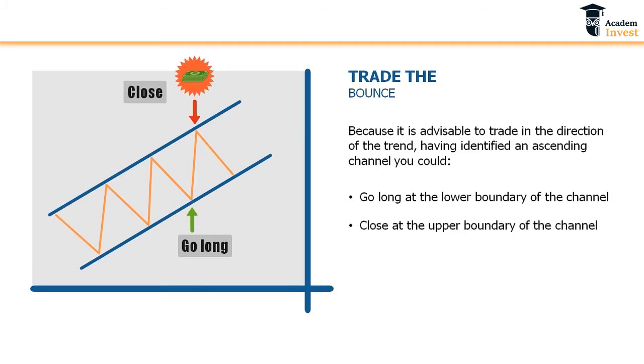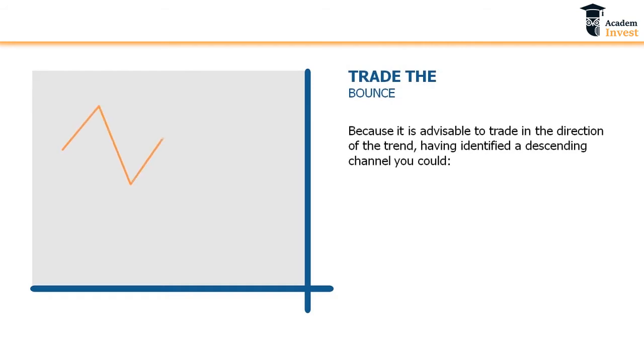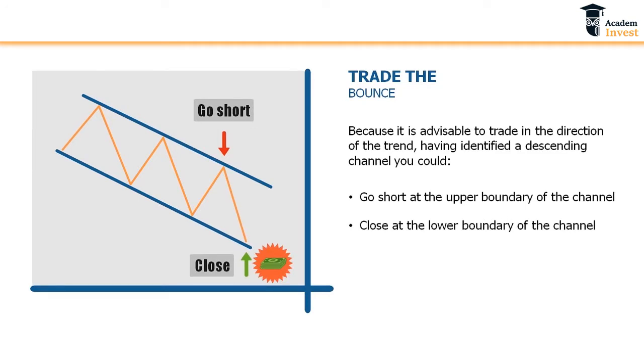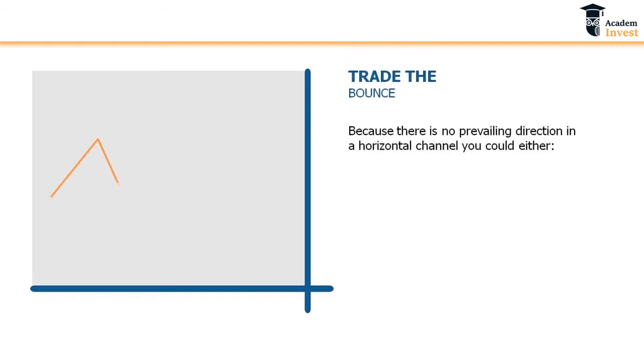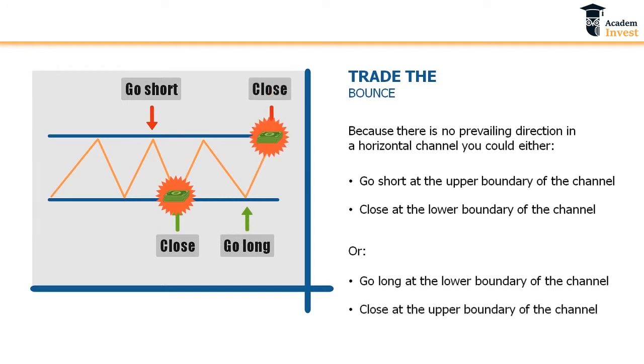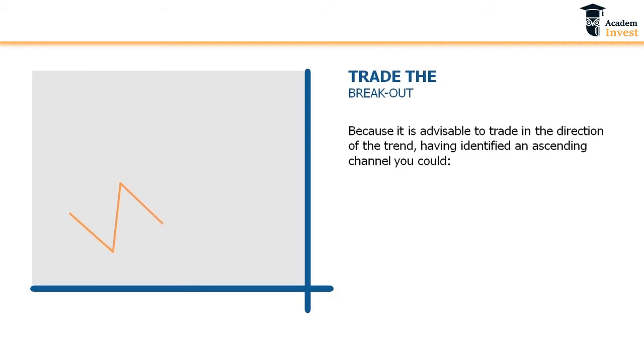The safest way to trade using a channel is in the direction of the trend, meaning that you will only enter a long trade at the lower boundary in an uptrend. When you look at a descending channel, trading in the direction of the trend would mean going short at the top boundary of a channel and closing your position at the bottom boundary. In a horizontal channel, there is no prevailing direction, so you can either go short at the top boundary and close your trade at the bottom boundary, or go long at the bottom boundary and close the trade at the top boundary.